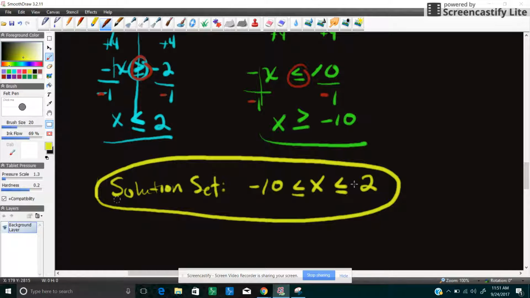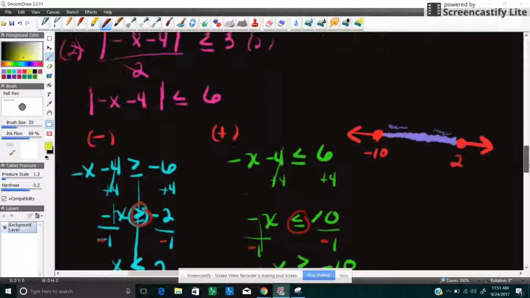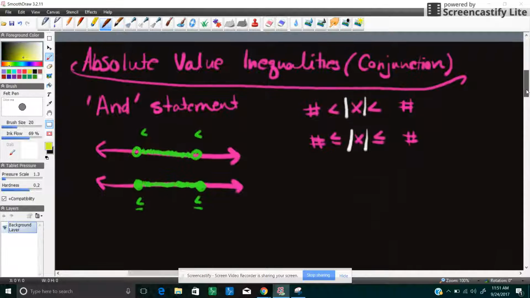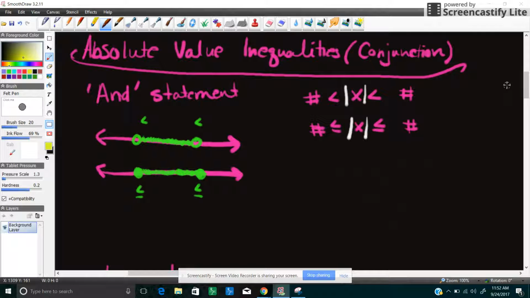And that's it. Quick reminder, this is conjunction absolute value inequalities. Our format should, in the end, look like one of these two, where the number is sandwiched between 2 different values. Those values represent in the middle our solution sets.